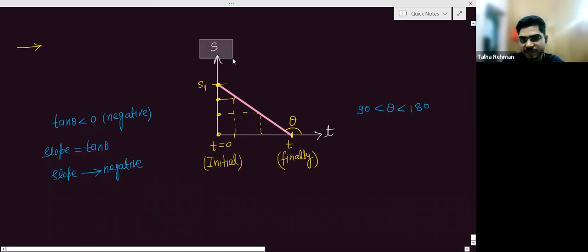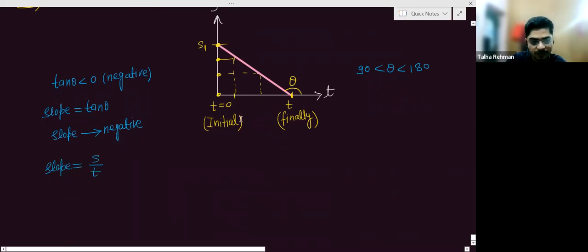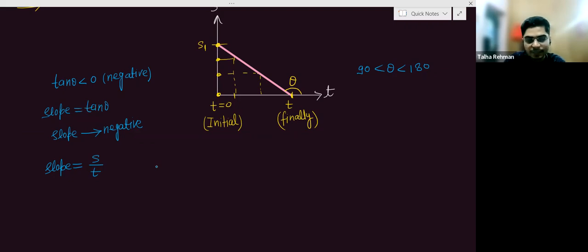Slope of displacement time graph is given by displacement divided by time. Slope of this graph is also given by displacement divided by time. Basically, this displacement divided by time can be derived with the help of this tan theta, but that I am not doing. Okay, this is S by t.